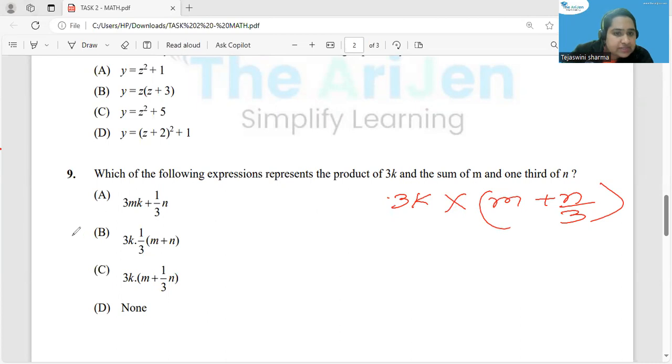This expression is represented correctly by option C. 3k is here and then their product with m plus 1/3 of n. So option C is correct. You can check it simply. It was just a conversion.